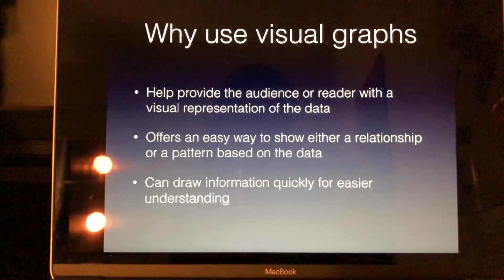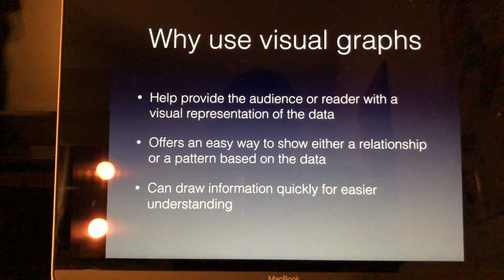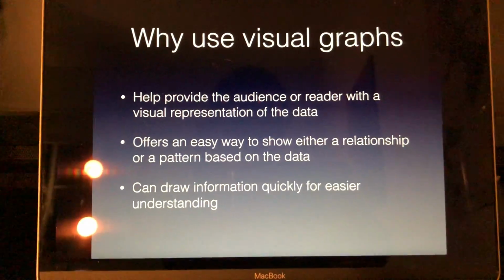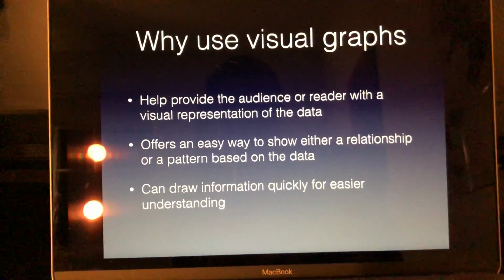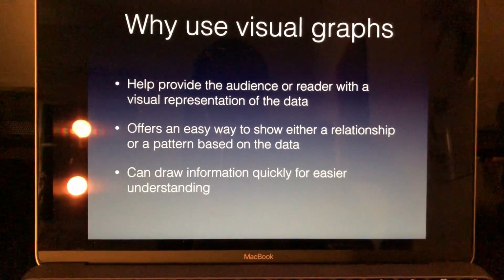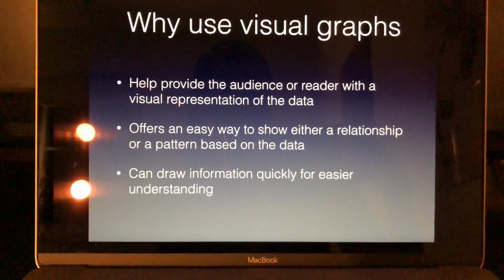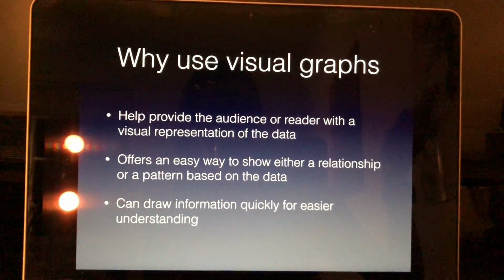And to make the final point, we can draw information quickly for an easier understanding. Visual graphs allow us to see a visual representation of the data, so we don't get confused with all the words and things going on within it. We can say, oh, there's the data, now we can see what's going on, and we can just start from there.